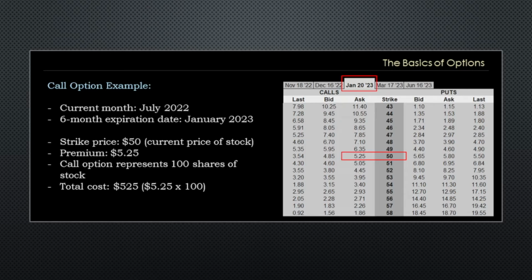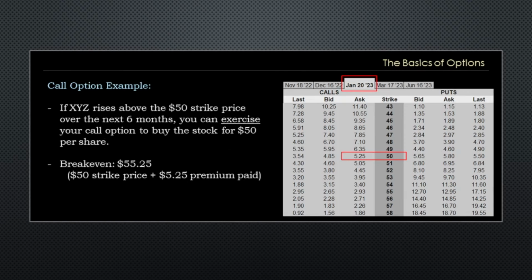Instead of risking $5,000 buying 100 shares of the stock at $50 per share, you're only risking $525 on the call option. If over the next 6 months XYZ rises above the $50 strike of the call option, you can exercise the option and buy the stock for $50 per share.